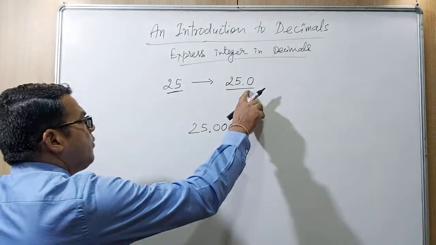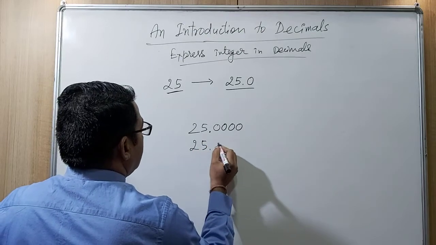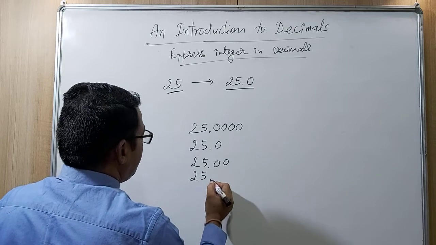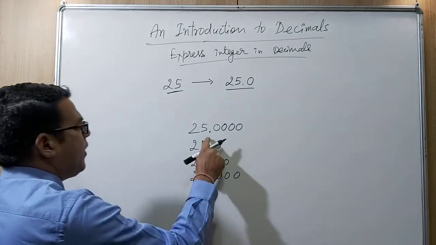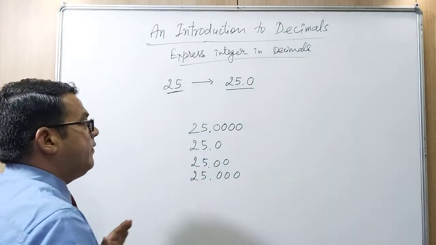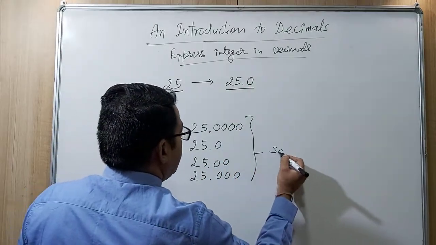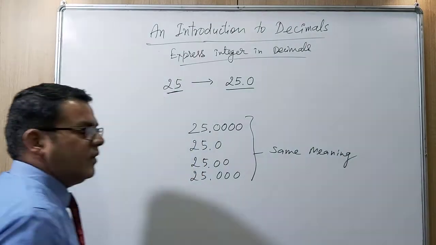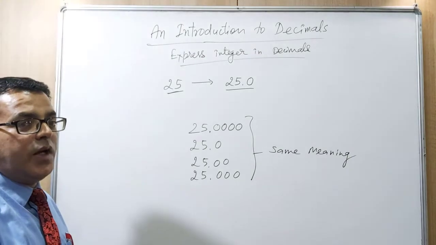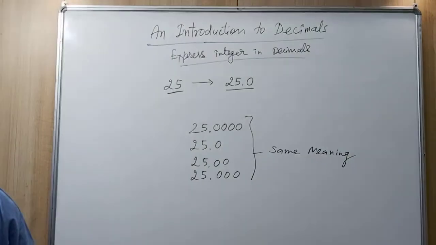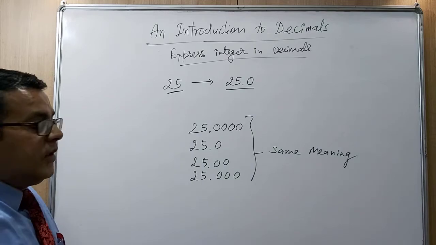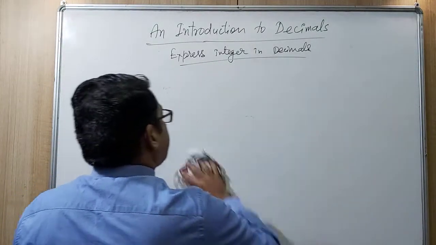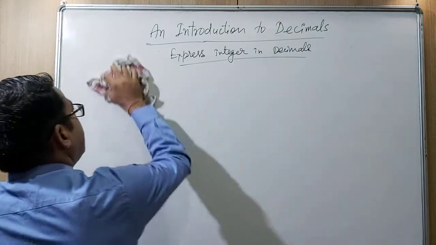So 20.0, 20.00, 25.000, and 25 point, then after that 4 zeros, they all have the same meaning. Don't forget it. You need to learn it always. Right? Hope you understand. So any of the integers we can express in decimals.